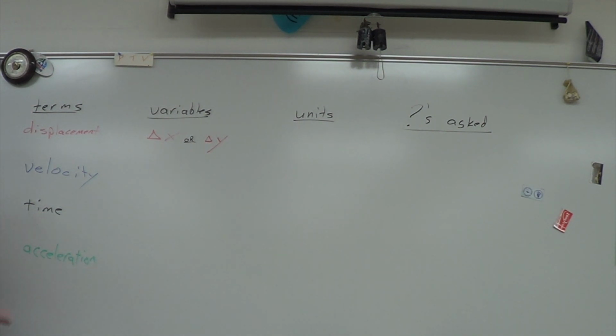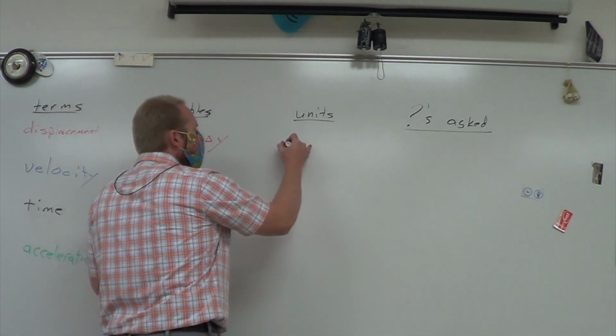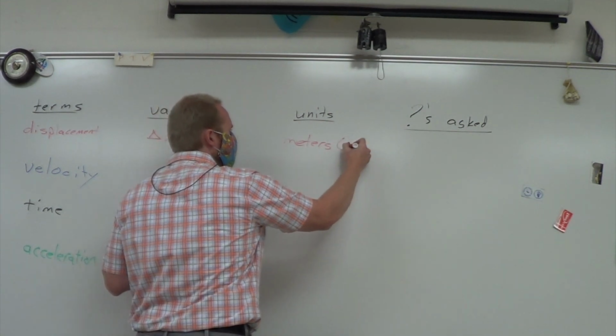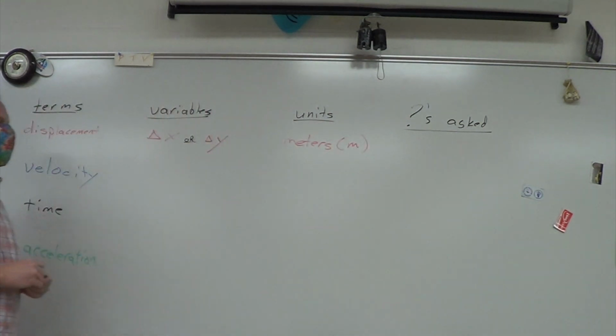When we measure distance or displacement in this class, positives and negatives tell me directions. The units that we're going to use represent meters, which is simply an m. So parentheses is the abbreviation for our unit. So meters is measured in m.